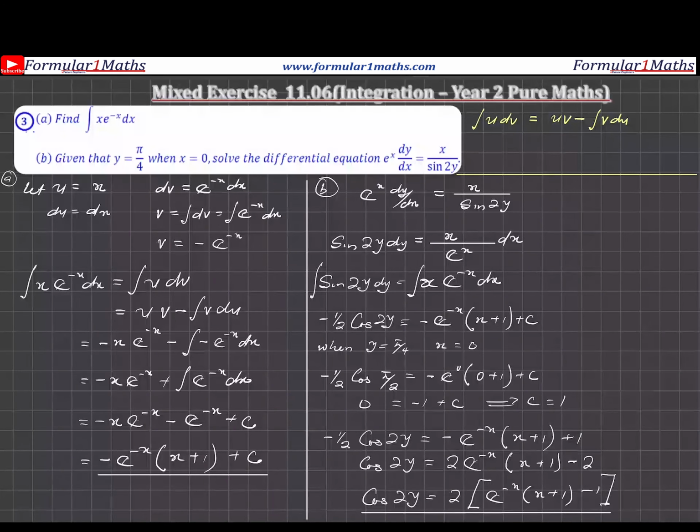And this brings us to the end of this session on integration for mixed exercise 11.06.